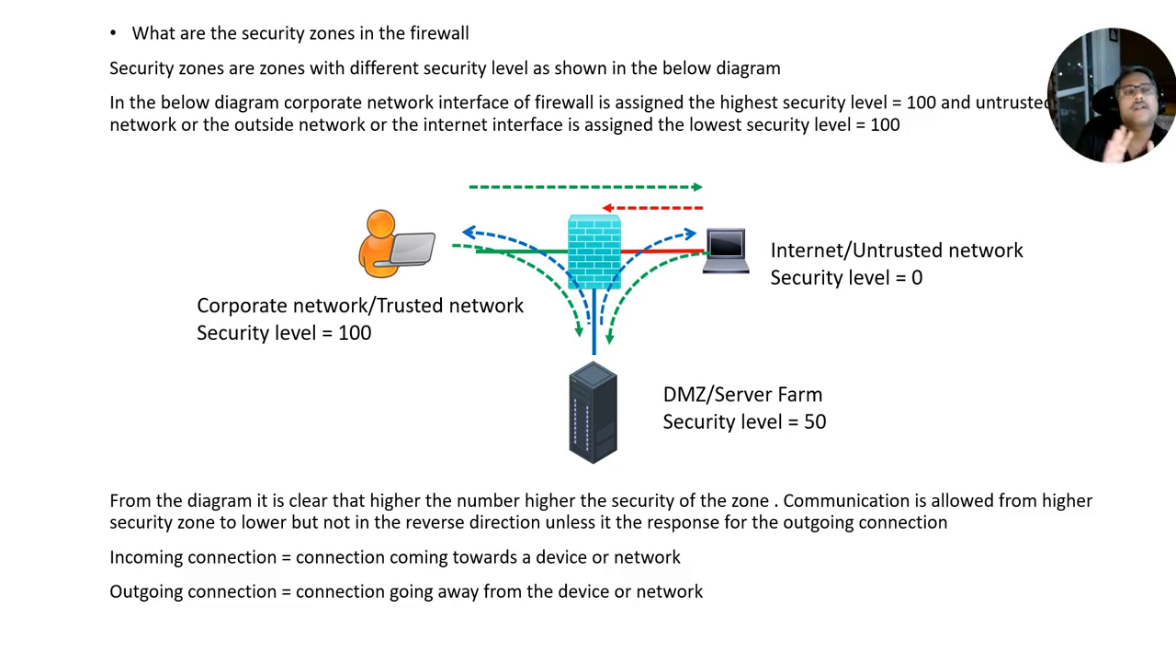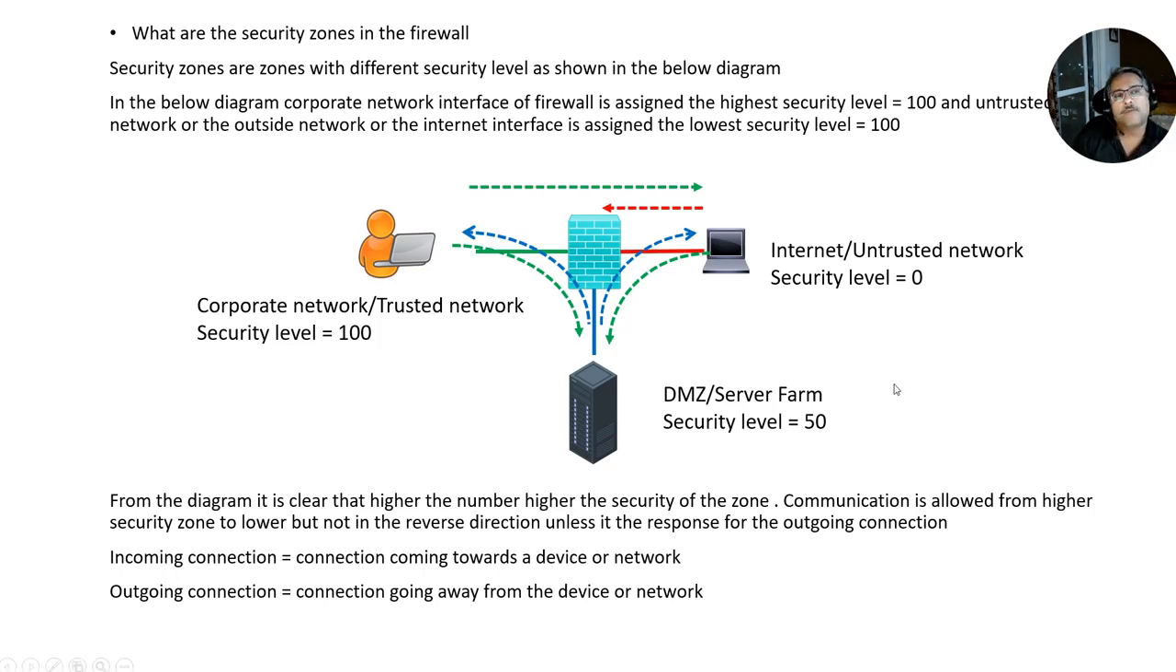Basically, an interface will represent a subnet. Two interfaces means two subnets. So one will be an inside interface or trusted network, and the other will be an outside interface or untrusted network. Now you assign a security level to the trusted and the untrusted. Normally the most trusted network is assigned a security level of 100. So your corporate network or your LAN will be assigned a security level of 100. It is the most secure network, or that network needs more security.